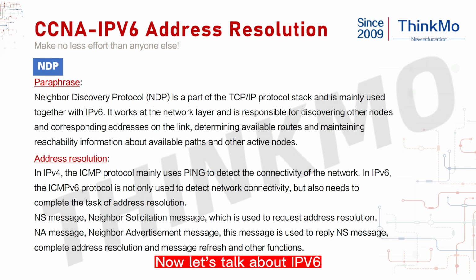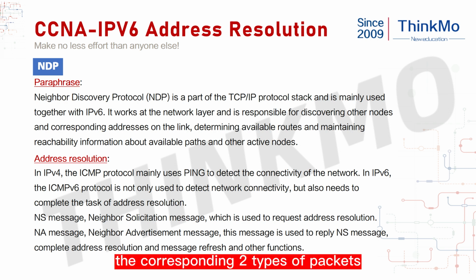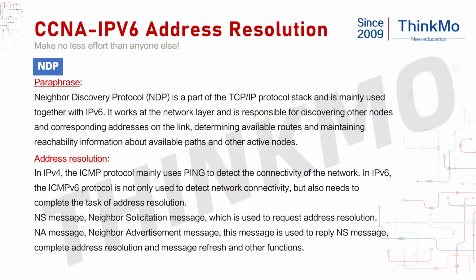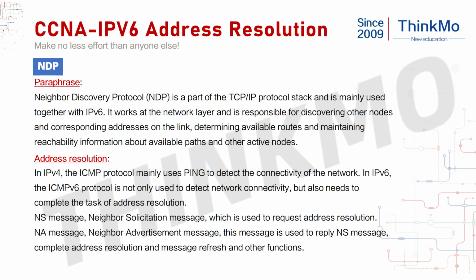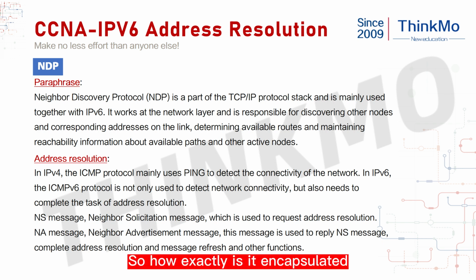Now let's talk about IPv6. How do I complete address resolution? IPv6 address resolution involves two types of packets. It is based on ICMPv6, as I just mentioned. In ICMPv6, address resolution involves two types of packets. One type is NS packets, called neighbor solicitation packets. The other is NA packets, called neighbor advertisements. So what about the neighbor solicitation message? The data is encapsulated in an NS packet. So how exactly is it encapsulated? First, I use the IPv6 address of the other party, the global IPv6 unicast address to be precise.